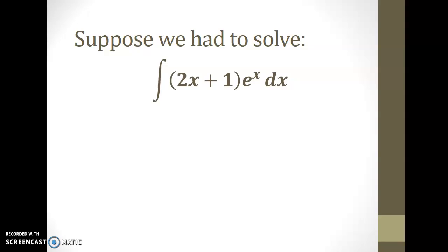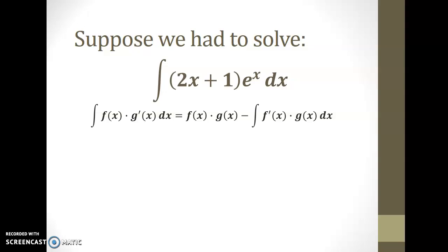Here is an integral that involves two different kinds of functions. We have on the one hand a polynomial, 2x plus 1, and e to the x, an exponential, and you can try substitution or expanding, but you'll notice that you will encounter problems along the way regardless. Integration by parts tells us that an integral of f times g prime can be replaced with f times g minus the integral of f prime g.